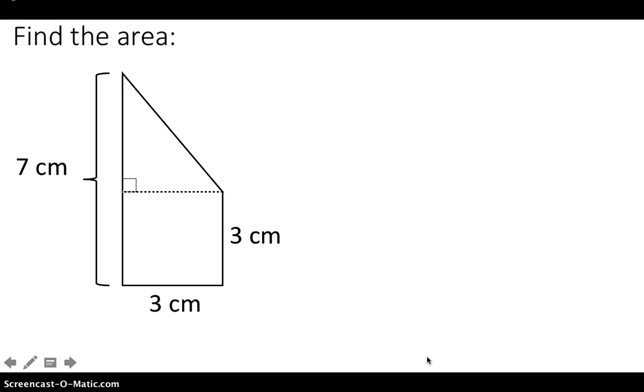Okay, let's look at the same shape, but this time let's find the area. We can tell that the area of the shape is made up of two separate areas, the area of the triangle and the area of the square. For the area of a triangle, we're going to need the formula base times height divided by 2 from our formula sheet. And for the second area, we know we're going to need the formula A equals length times width because that's the area of a rectangle.